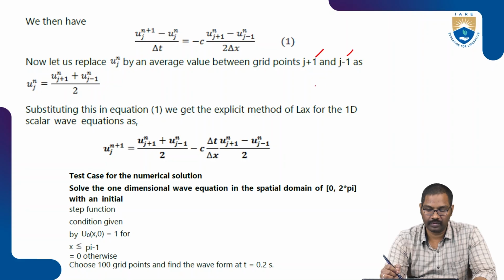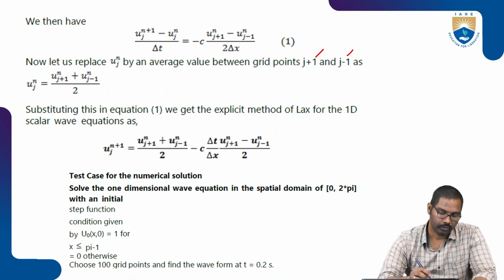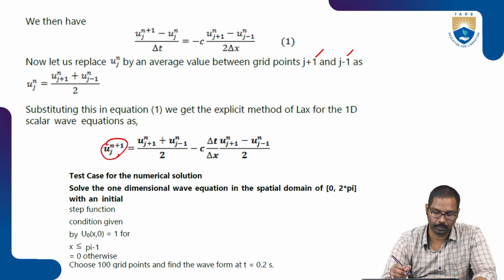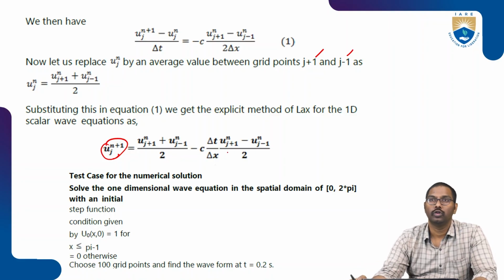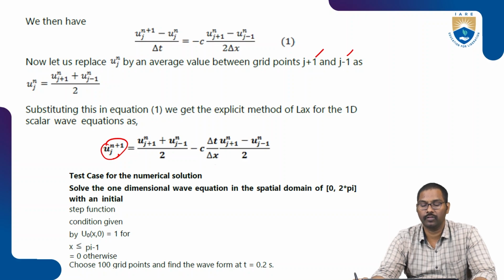So substituting in equation 1, we get an explicit method of lines for the unknown, that is u_j^(n+1). So if you write u_j^(n+1) equal to (u_(j+1)^n + u_(j-1)^n) divided by 2, minus c delta t by delta x into (u_(j+1)^n minus u_(j-1)^n) divided by 2.